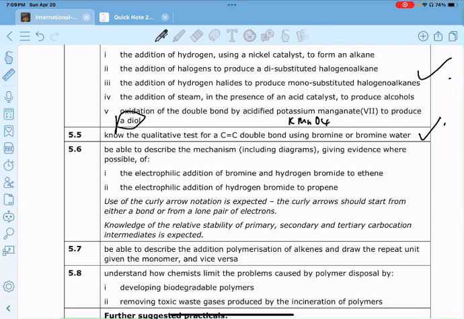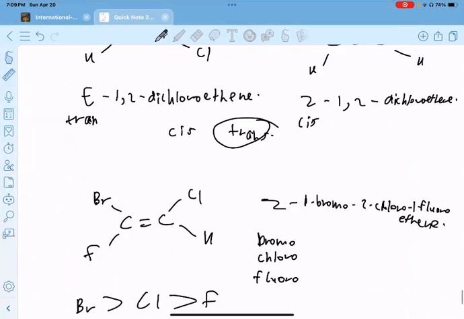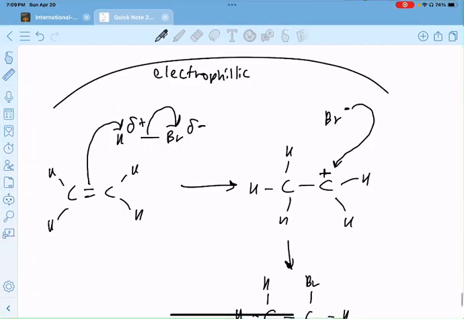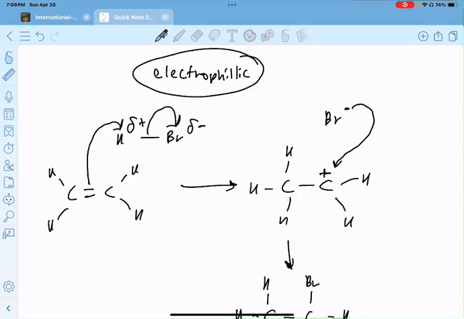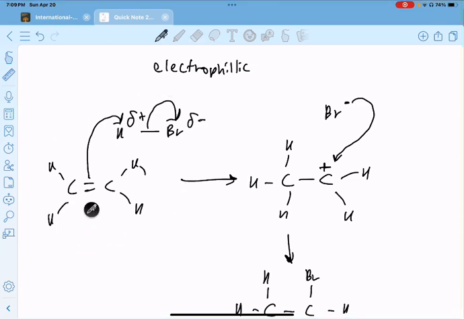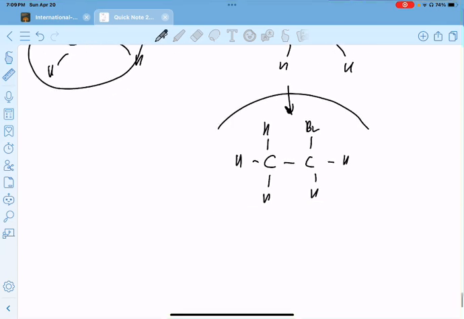Be able to describe the mechanism giving the evidence of electrophilic addition of bromine and hydrogen bromide to ethene. We've talked about this actually. Electrophilic addition, we did it over here. It is called electrophilic because you form an electrophile, H plus, which is added, okay? And why is it called addition? Because you are combining two reactants, which is ethene and HBr, to form one product, okay?